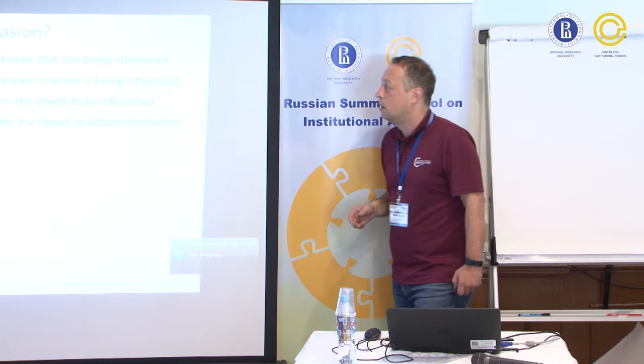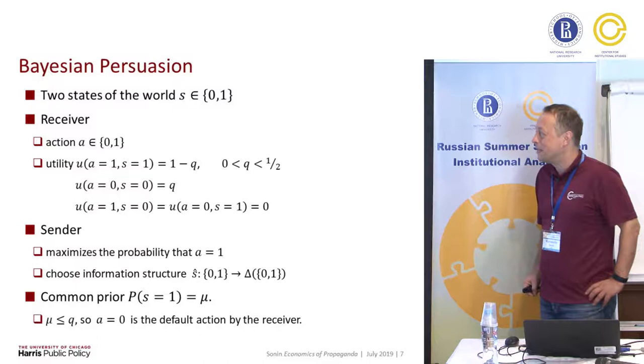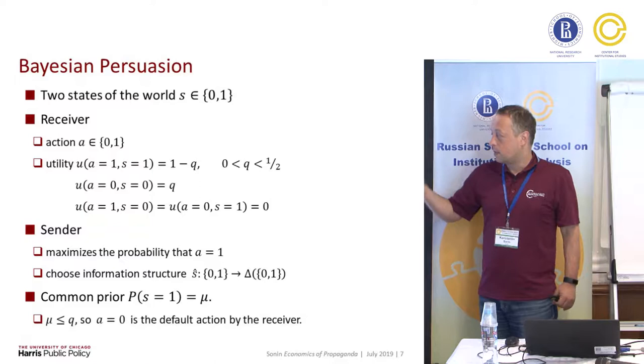And the Bayesian persuasion model is something that accounts for all these requirements for the model of propaganda. So the model itself: there are two states of the world, zero and one, and the receiver has to make an action. So the game is, the sender commits to the information design, then the receiver takes an action.